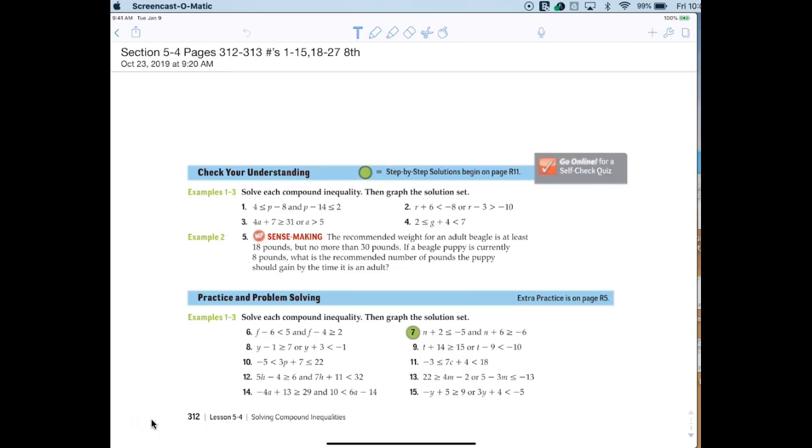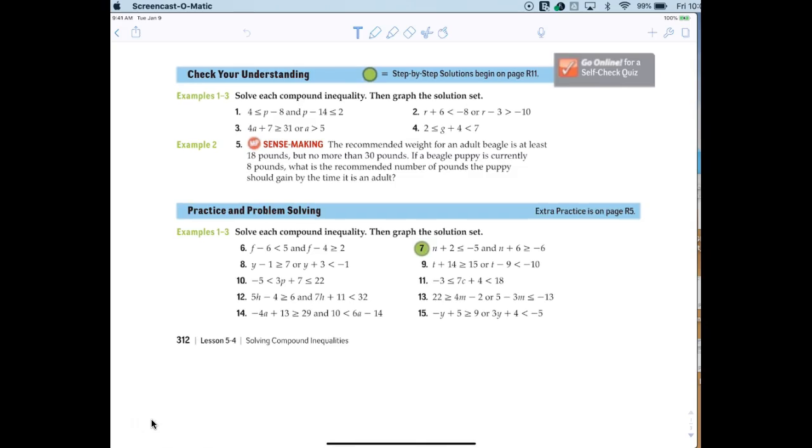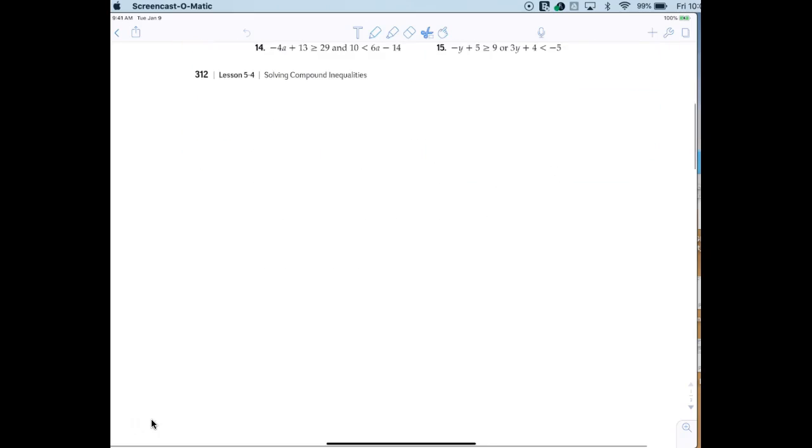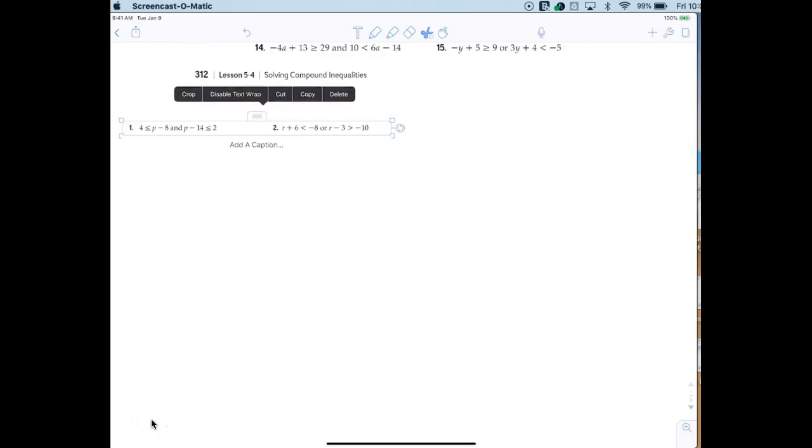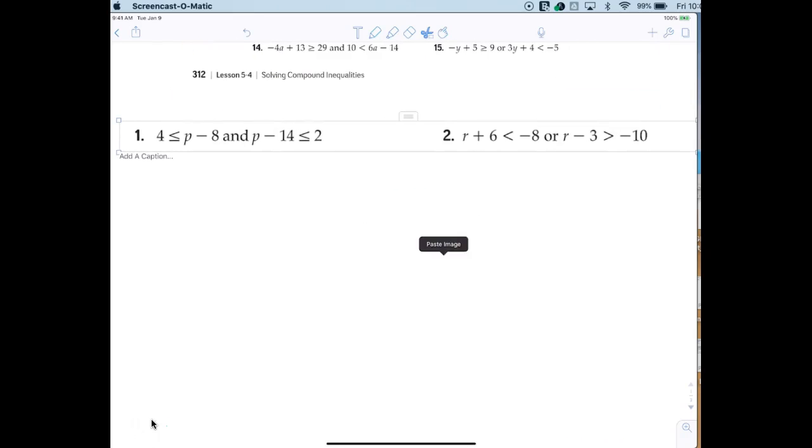All right, now, today, compound inequalities. The first thing I want to do is go ahead and grab 1 and 2. We'll just pull them down and we'll talk about them. And again, not that difficult. So here we go.